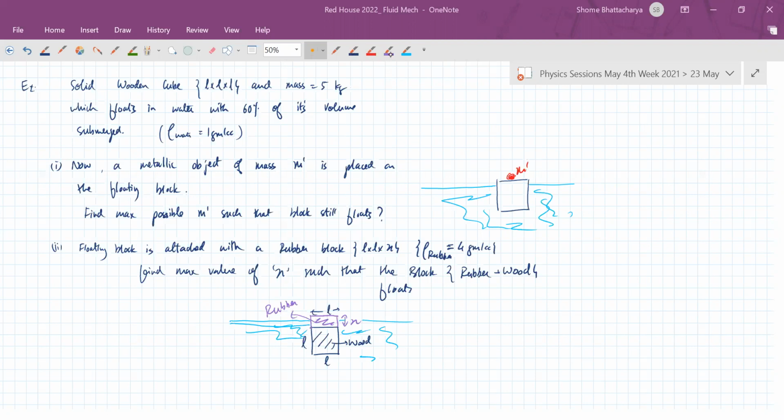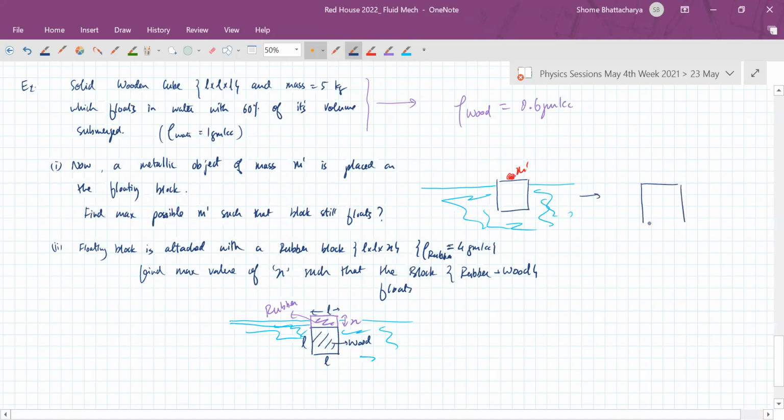So see, first of all, from this information here, you'll understand one thing, that the density of wood is equal to how much? It's 60% of its volume is submerged and it's solid. So it is 0.6 gram per cc. So in this case, if it is just about floating, the limiting condition is that the volume submerged should be less than equal to the total volume of wood. So this is the limiting condition.